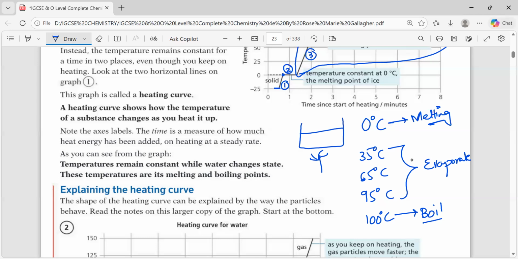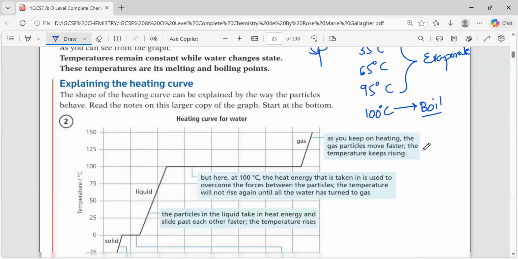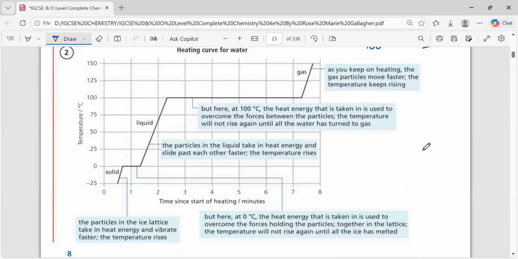Are you clear with this? Boiling point and melting point happen at a specific temperature. Okay, now we will see this graph further in more detail.